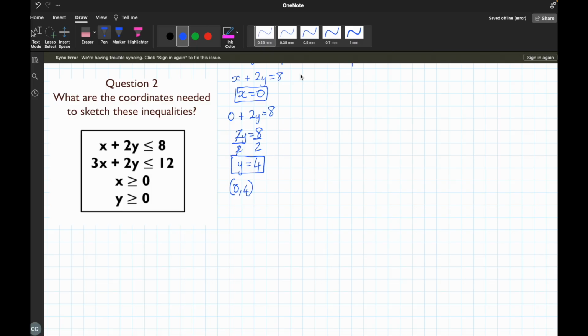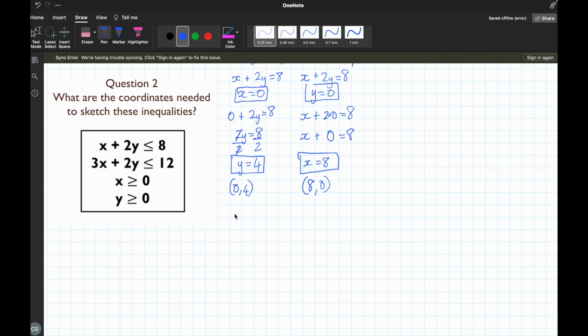Now I have to do the same thing, but this time I'll say x plus 2y is equal to 8 when y is equal to 0. So I'm going to say x plus 2 times y, which means 2 times 0 in this case, is equal to 8. Remember, x plus 2 times 0 is x plus 0, because anything times 0 is 0, is equal to 8. So therefore, x is equal to 8. Now we know the coordinate has to be x first, which is (8, 0). So then we have two coordinates already, (0, 4) and (8, 0), which are for this first equation here.